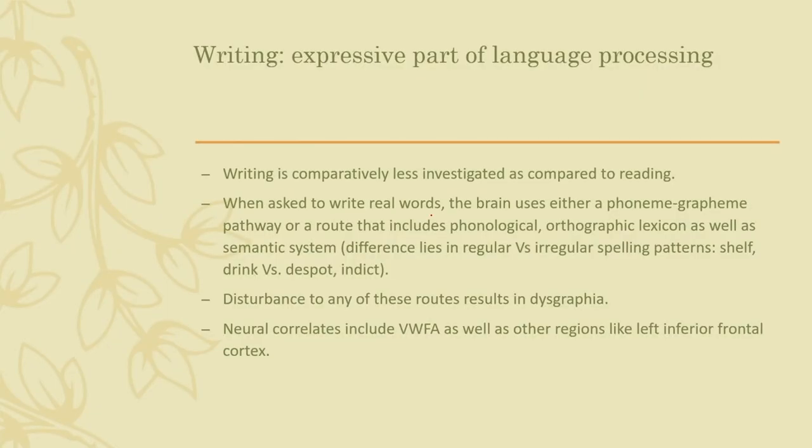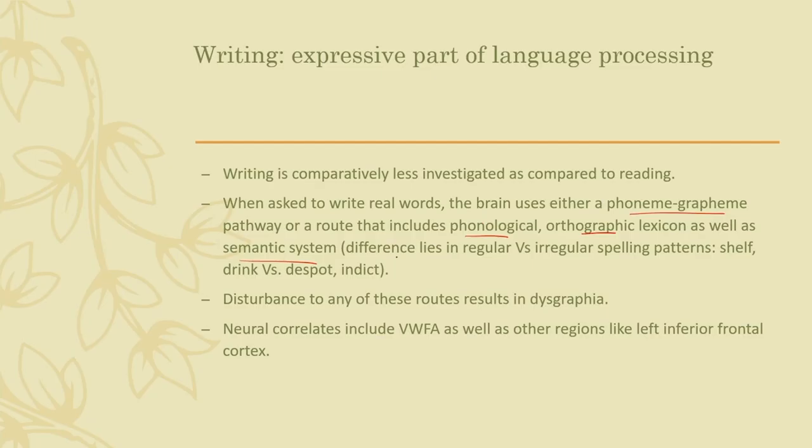When asked to write real words, the brain uses either a phoneme-grapheme pathway or a route that includes the phonological orthographic lexicon as well as the semantic system. There are various models given for this as well. So, there are various pathways in the brain that are utilized while writing. One is a phoneme-grapheme pathway, another is a core route that includes the phonological, orthographic lexicon and the semantic system, because we need all the information in order to be able to write.